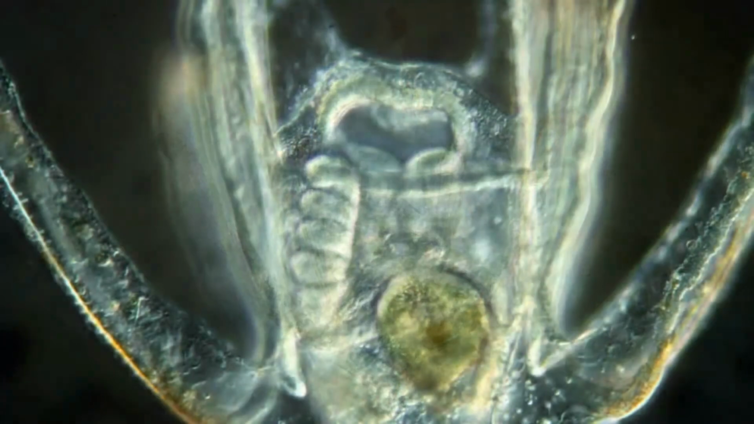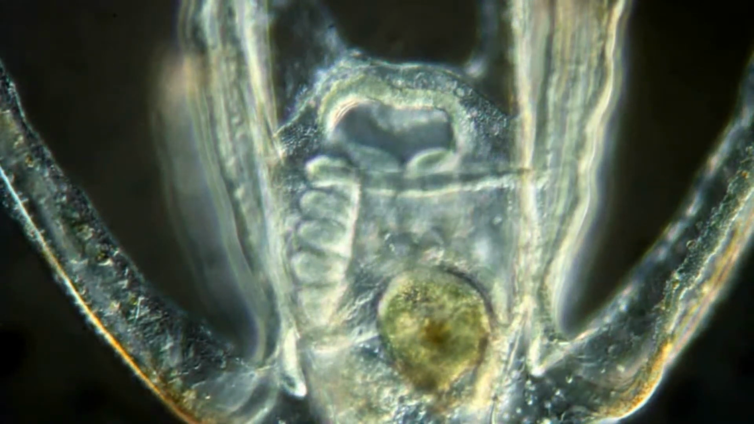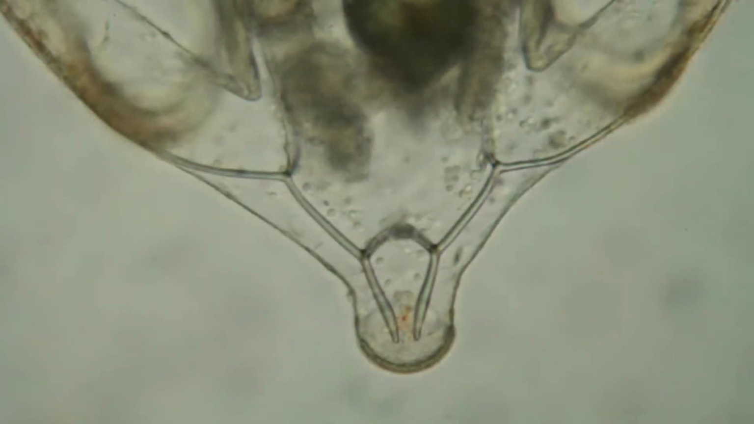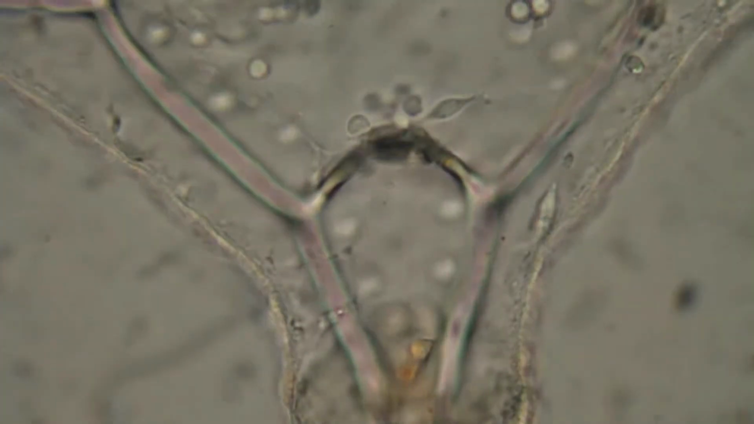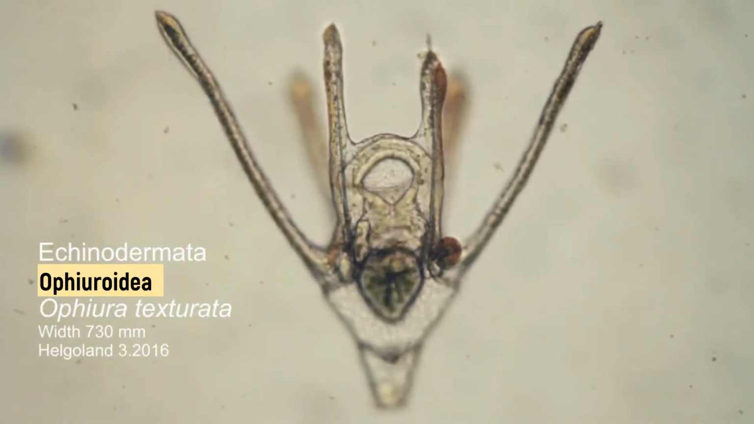For reproduction, brittle stars employ a wide variety of strategies. Some species reproduce sexually and have male and female individuals, while others are hermaphroditic, having both testes and ovaries. Some undergo a sexual transition, starting as male and later transitioning to female. Some species even reproduce asexually.